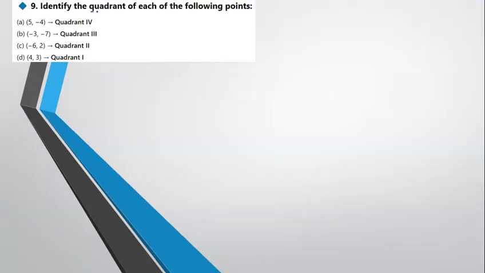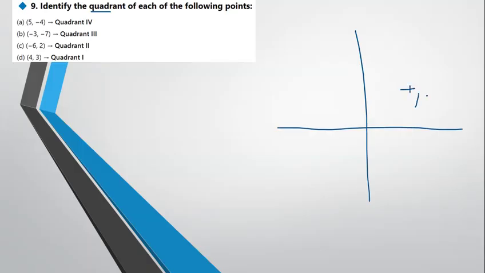Identify the quadrants of each of the following points. Now let's draw the graph for better understanding. Here we have x positive, y positive. Here we have x negative, y positive. Here we have x negative, y negative. Here we have x positive and y negative.